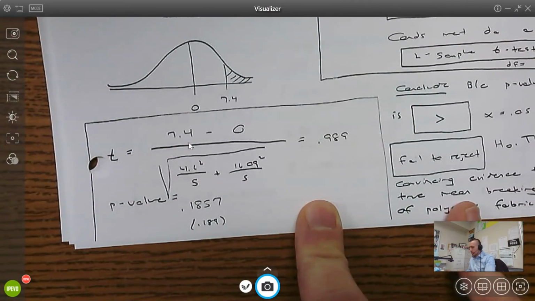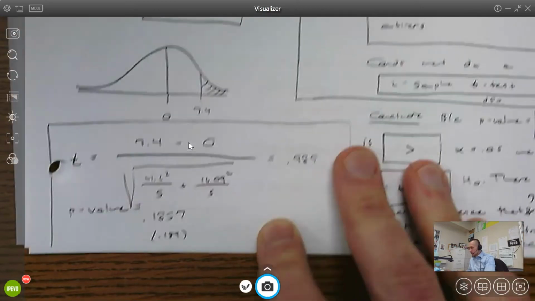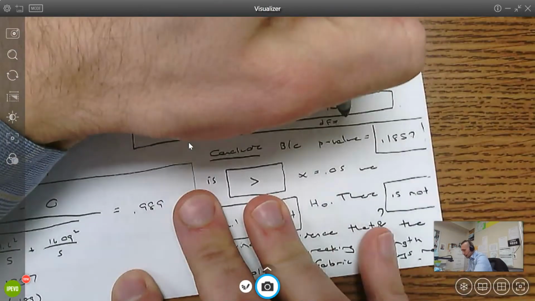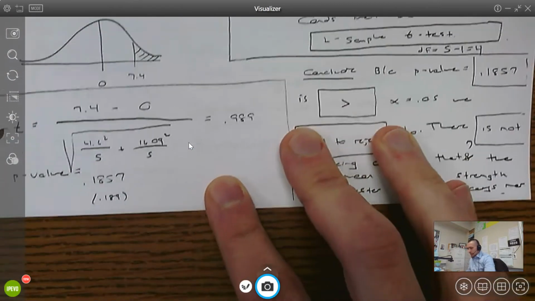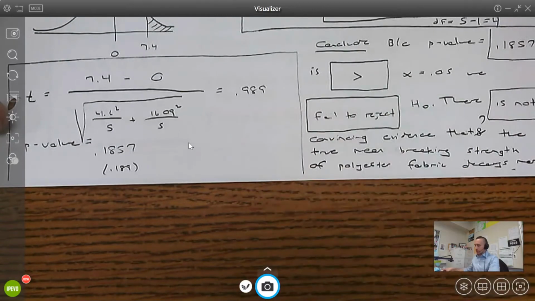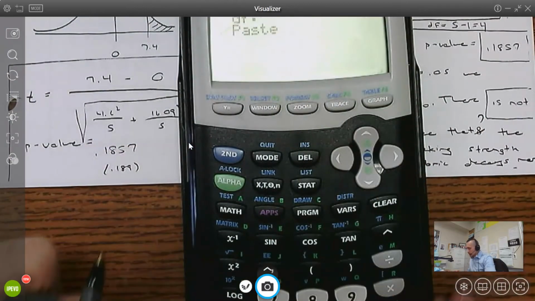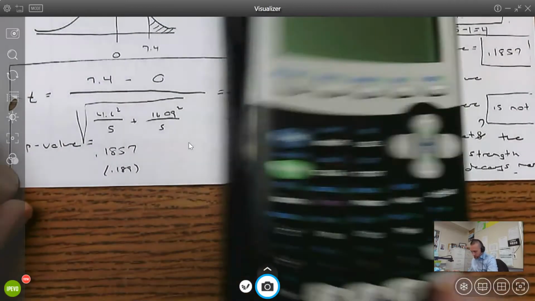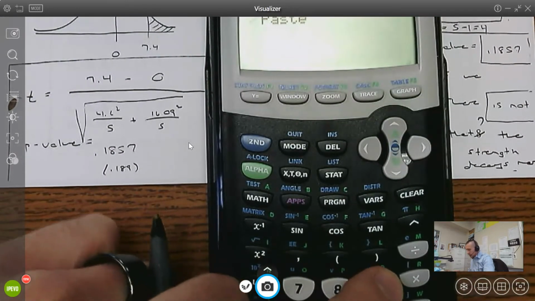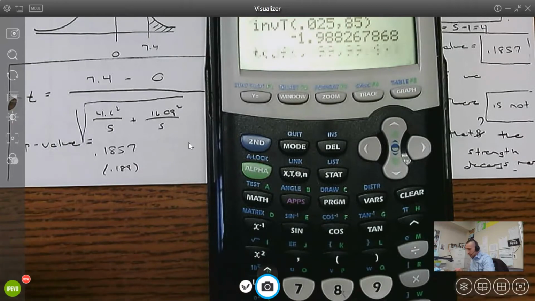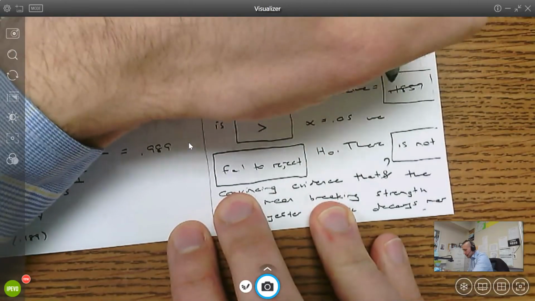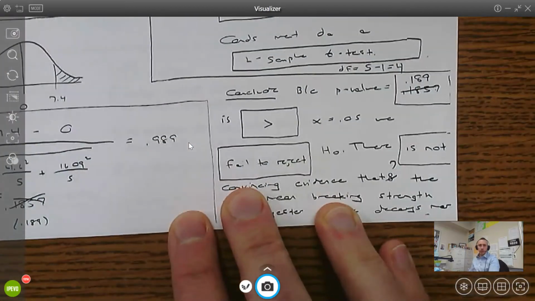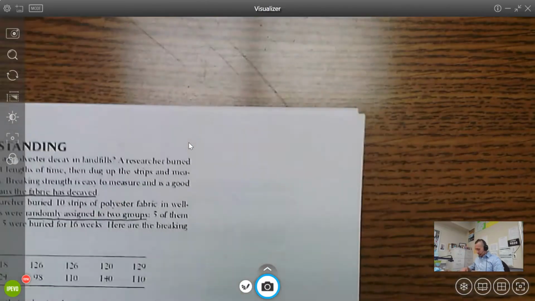So same idea here with the degrees of freedom. It would be the smaller of the two samples. Well, they're both 5, so 5 minus 1, there would be 4 degrees of freedom. So your p-value ends up here. Let me check this. tcdf, what's our test statistic? 0.989 to infinity with 4 degrees of freedom. This 0.189 is the p-value.